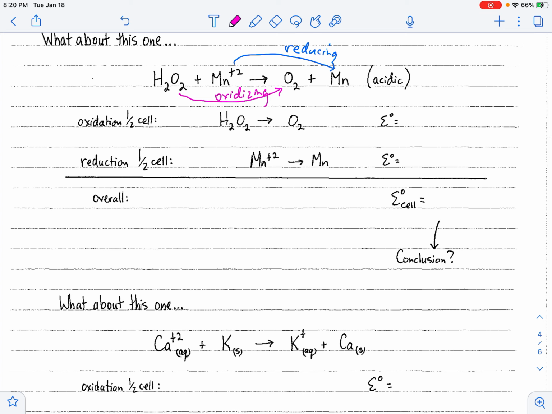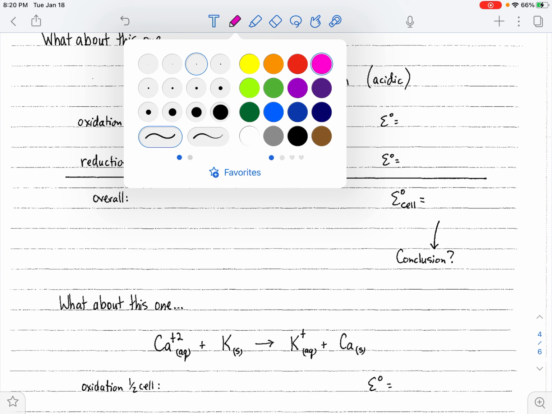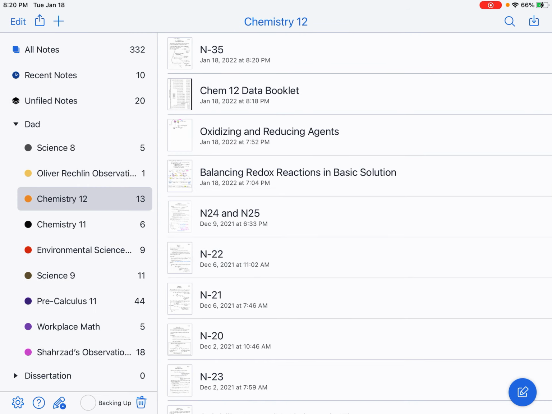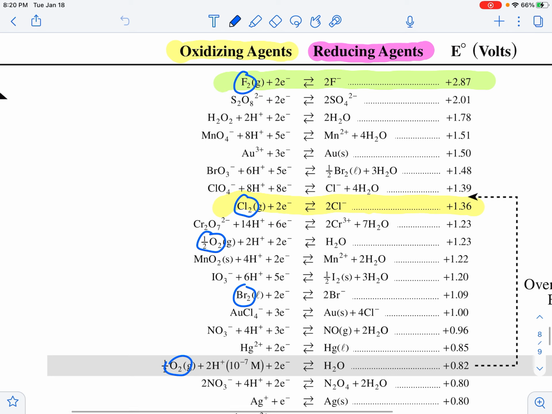Where am I looking for these chemicals? Where would I look for H2O2 on the chart? Where would I look for Mn plus 2 on the chart? The thing that is reducing, in this case the Mn plus 2, I'm going to look for on the left-hand side of the chart. So let's go to the chart and look at the left-hand side.